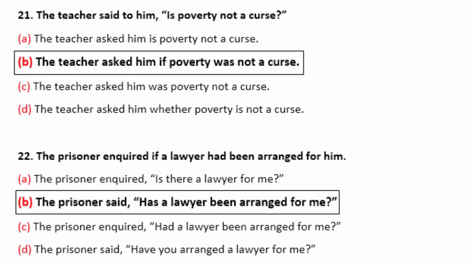Question number 21. The teacher said to him, is poverty not a curse? This is a direct sentence, and in this direct sentence the reported speech is an interrogative sentence, a simple question starting with the auxiliary verb is. Option number B is the correct option. The teacher asked him if poverty was not a curse. Sentence number 22. The prisoner inquired if a lawyer had been arranged for him. This is also an indirect sentence given in the question, and you have to choose the direct sentence out of these four options A, B, C and D, and the correct option is B. The prisoner said, has a lawyer been arranged for me?